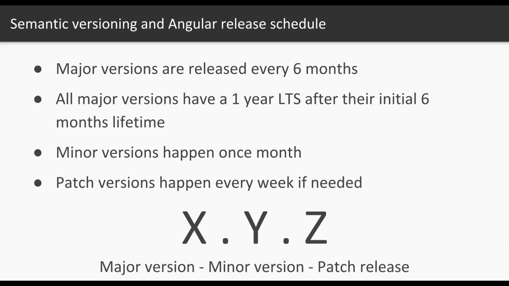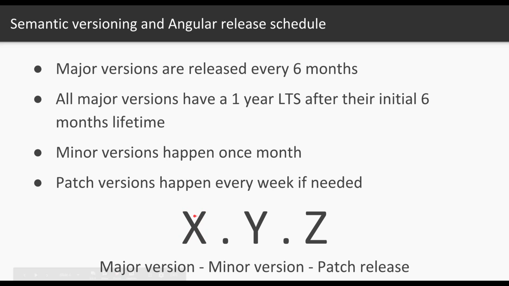So another thing that is important to know about the Angular framework and the way versioning works is that, as I just mentioned, major versions are released every 6 months. So that's when the major version number increases. All of the Angular versions follow semantic versioning, which means we have a 3-digit version number, and the major version, which is the first digit, the X in that version number, is the one that's going to increase every 6 months.